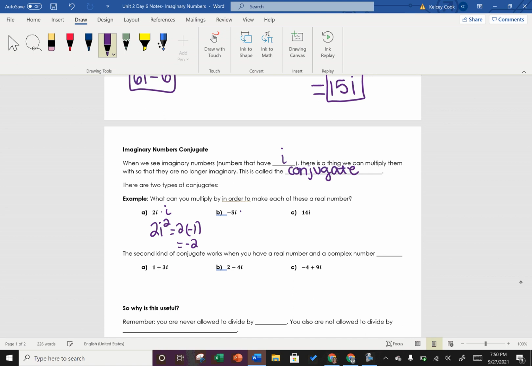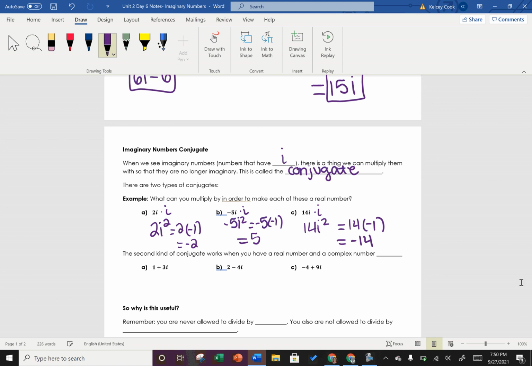Here I can multiply by i to get -5i squared. And i squared is -1, so this one just equals 5. Here I can multiply by i to get 14i squared, which is 14 times -1, which is -14.